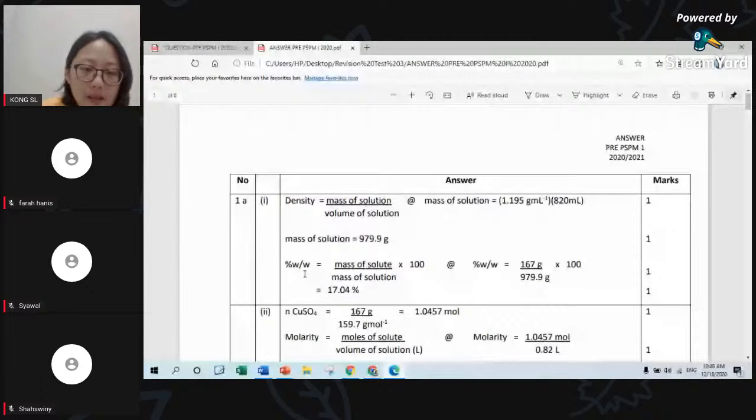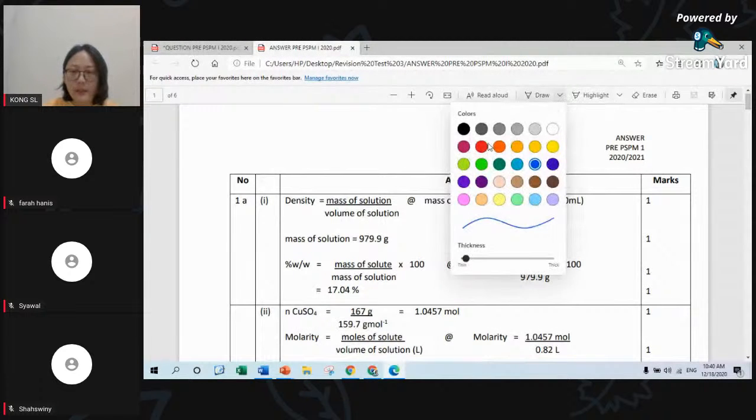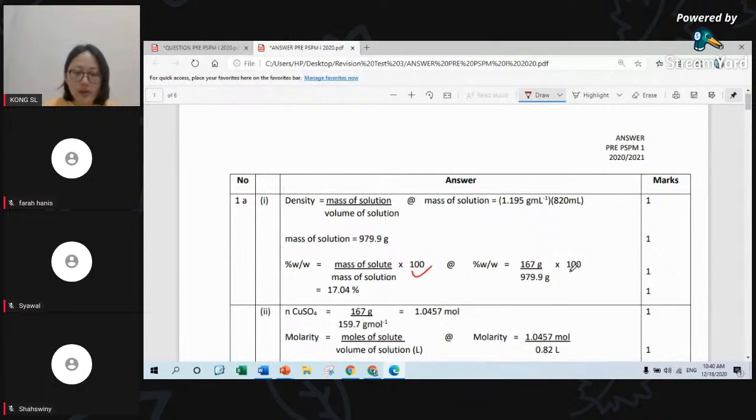Percentage by mass equals mass of solid. Make sure you write out correctly, over mass of solution times 100%. Okay, so you get the answer. Okay, formula, substitution, final answer with unit. Ini prinsip kira untuk kimia. This is the principle: formula, substitution, final answer with correct unit. Over here actually also the same. Formula, substitution, final answer with correct unit.